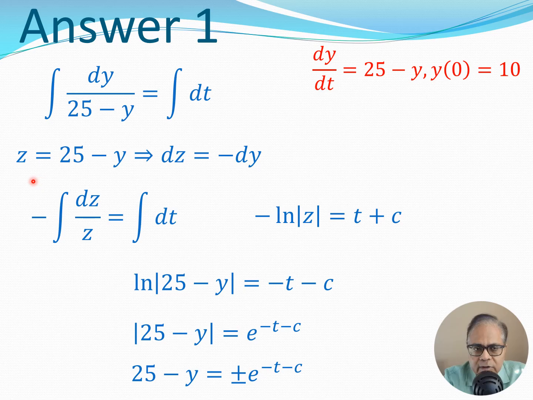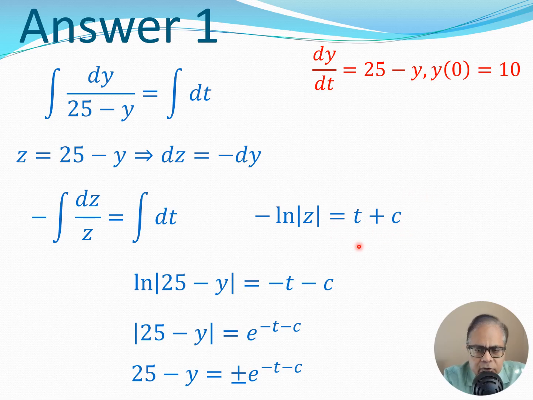Now if you want to integrate these sides, one of the things you can do from calculus is make a substitution, that is z is 25 minus y, and then dz is minus dy. You can replace it in the left hand side and this simply becomes dz divided by z, because dy is minus dz here, and this equals the integral of dt. So this is a simpler form. We can immediately write the integral as minus log absolute value of z equals t plus constant c.